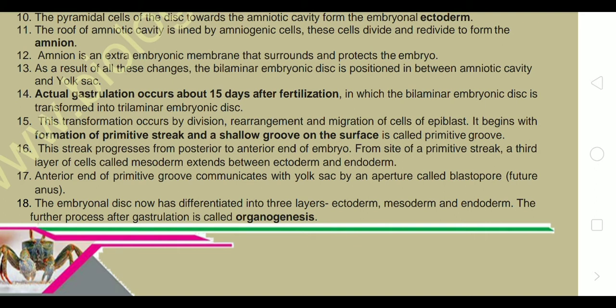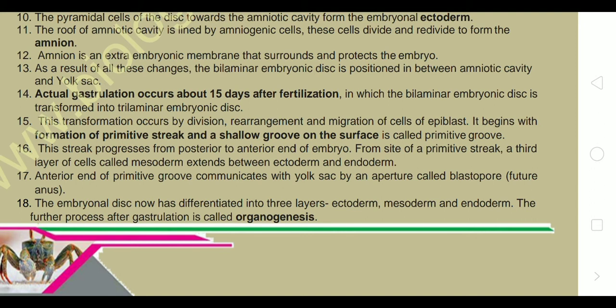So the epiblast, which are the lining cells of the two cavities, the yolk sac and the amniotic cavity, begins with the formation of a straight and shallow groove on the surface, which is called the primitive groove, and this streak progresses from the posterior to the anterior end of the embryo. From the site of the primitive streak, a third layer of cells called mesoderm extends between the ectoderm and endoderm.